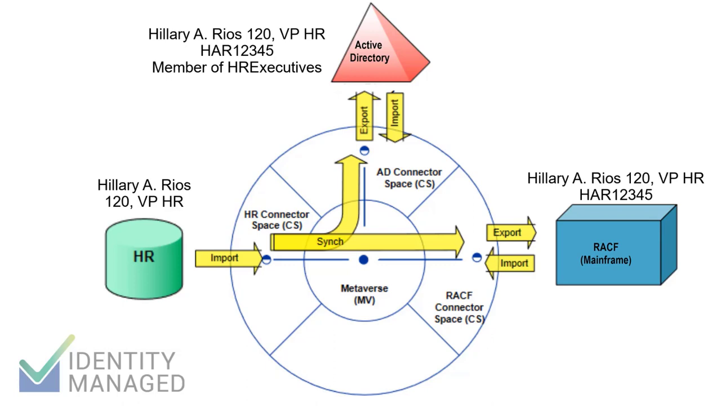This is what we call a meta directory, because it's a directory of directories and it stores a copy of the data. Inside the connector space, we store a subset of the data from HR. In the AD connector space, we're storing a subset of the data from Active Directory, and the same in the RACF connector space. And those things we call holograms. Don't think of the sci-fi 3D image thing. Hologram is just a data storage term, and that's just the term that was chosen.